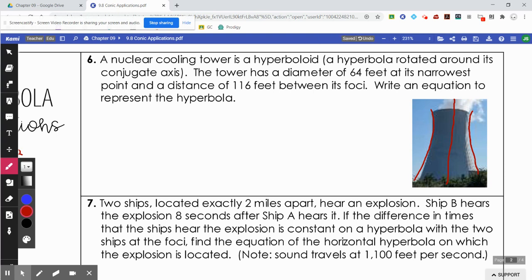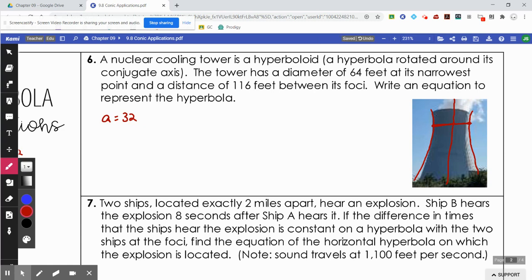So the tower has a diameter of 64 feet at its narrowest point. Now at the narrowest point, which would be right here, 64 feet, that'd be from vertex to vertex. So therefore, the distance between your two vertices, half of that is your A value, because from here to here is A, from here to here is A. So since the distance all the way across is 64, that means you have an A value of 32.